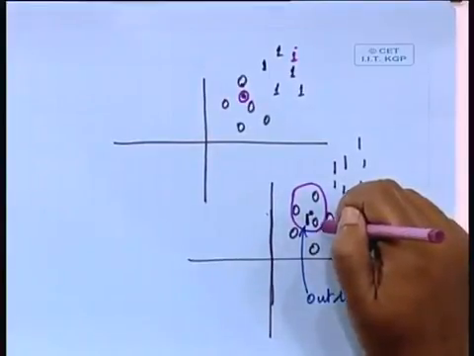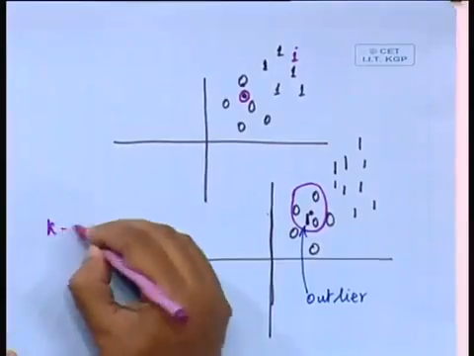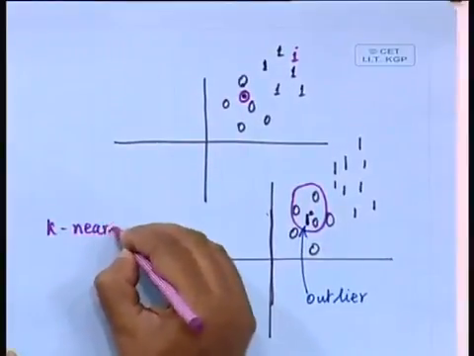In that case the outlier is not going to play any significant role, because the outlier will be outnumbered by the correct classes. All right. So this kind of extension to this idea is called the k nearest neighbor classification.